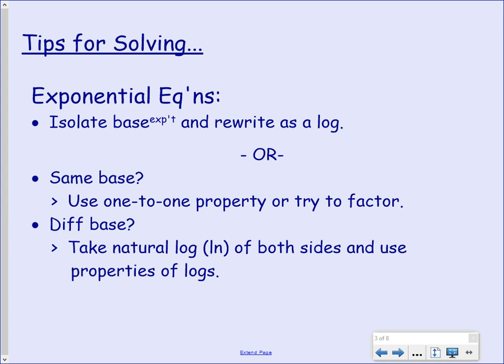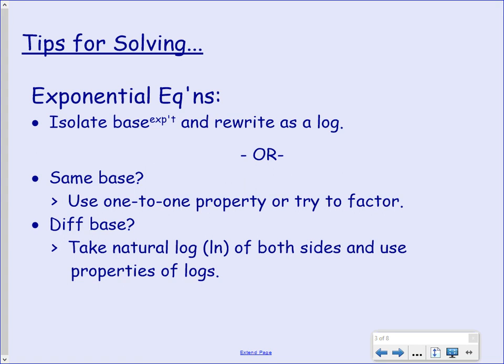So we already solved one exponential equation in the warm-up. Bailey did that for us on the board. And what she was working with was something very similar to the first bullet point. You've got one exponent in the whole equation. The variable is in that exponent. Try to get the base and the exponent all by itself so that you can rewrite it as a log. And so that's probably the one that we're most comfortable with.